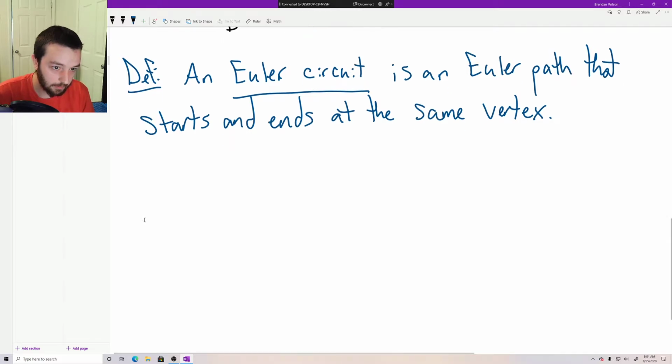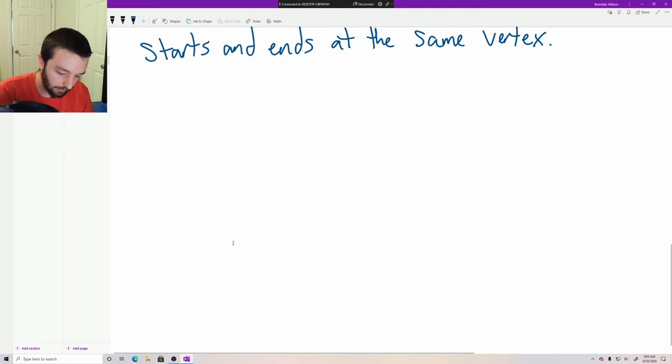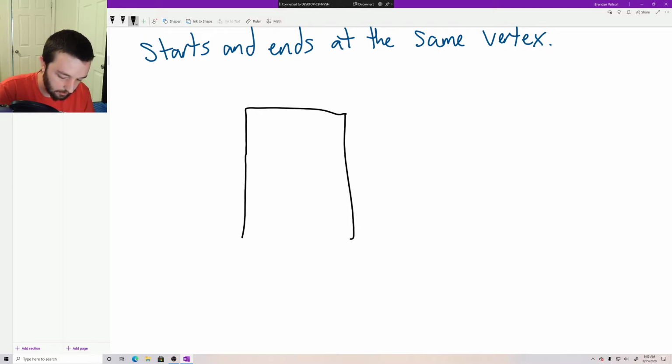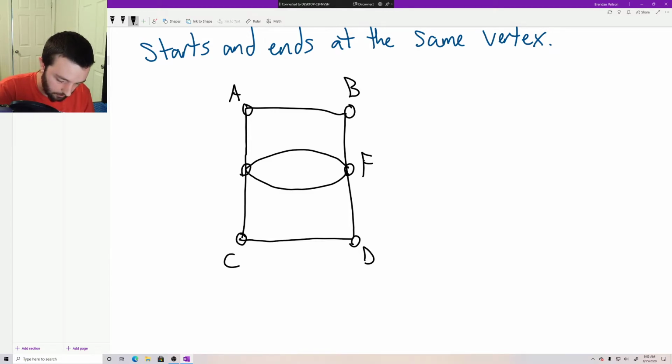So let's look at another example, because I don't think that there is an Euler circuit in here, but we'll come back to it after the check. But let's look at this example from the book, which is designed to have one. Okay, so we have an edge here. A vertex here. We have one at every corner, and then the ones in the middle.